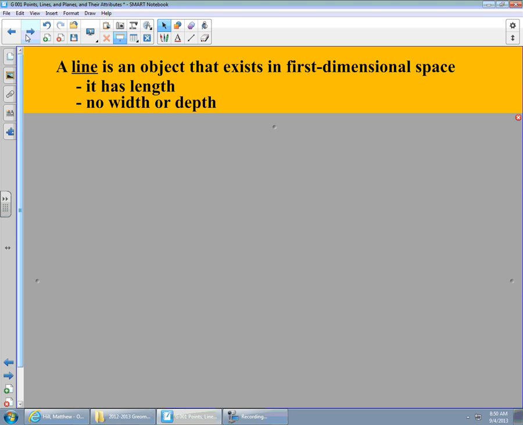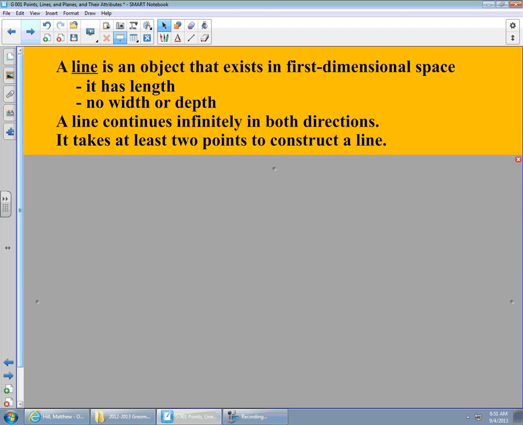The next object, a line. Line is a new term. It goes over on the left-hand side. Over on the right side comes its definition. A line is an object that exists in first-dimensional space. Unlike a point, a line has length. However, it has no width and it has no depth. As you probably know, lines continue infinitely in both directions. And the basic rule of thumb is that it takes at least 2 points in order to construct a line.